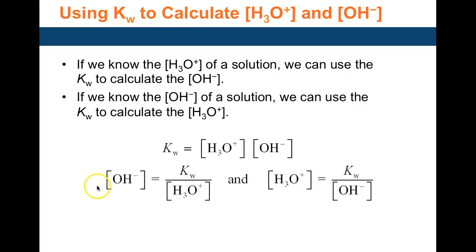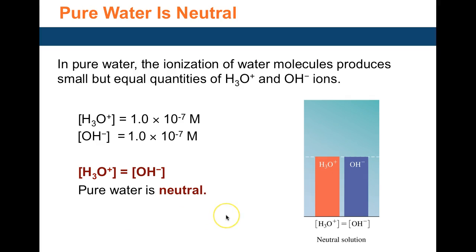So what happens if you are asked to determine the OH minus given H3O plus? All you have to do is take the Kw and divide it by the given value for H3O plus and you get OH minus. And vice versa. If you're given OH minus and asked to find H3O plus, you just take the Kw value and divide it by the OH minus concentration. So pure water is neutral, and as you can see here in this picture, the H3O plus concentration is exactly equal to the OH minus concentration. They're both 1 times 10 power negative 7.